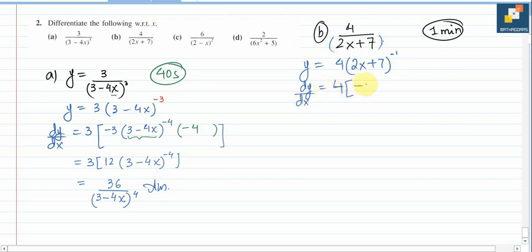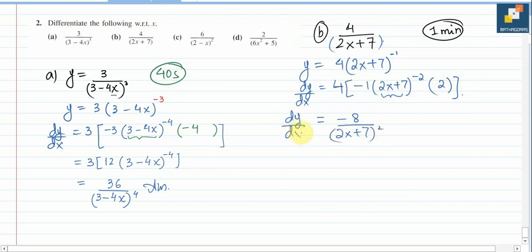First we need to write down the power: 2x plus 1 to the power minus 1 leads to minus 2, and then the derivative of the function. The derivative of this function is 2. Now we can solve it easily. The 4 2s are 8. It's minus 8 divided by (2x plus 1) whole power 2. That is your dy by dx answer.